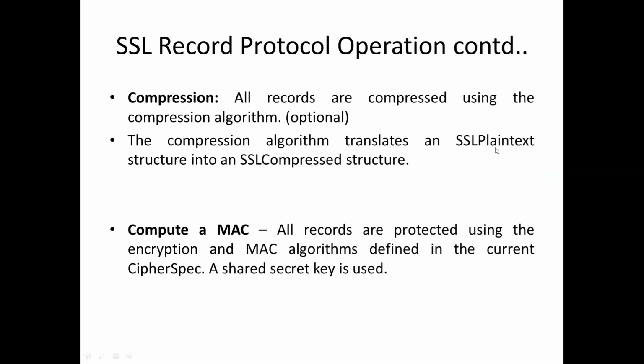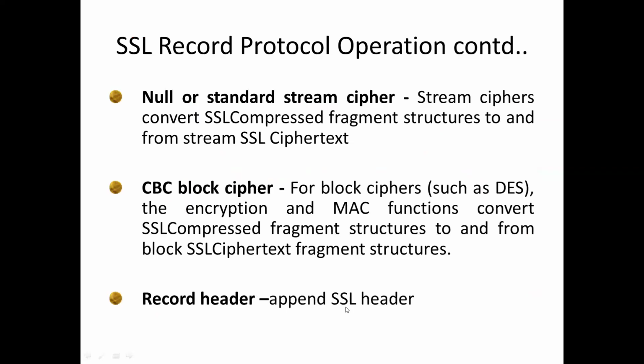So the plain text will be converted into a compressed structure. After that, they compute a MAC. So all the records are protected using the encryption and MAC algorithms defined in the current CipherSpec. A shared secret key will be used for this computation. Then we have null or standard stream cipher. So stream ciphers will be converting the compressed fragment structures to and from the stream SSL ciphertext.